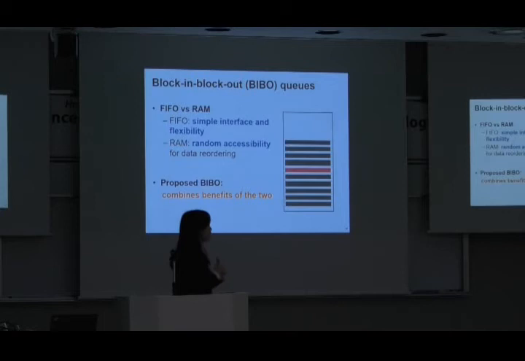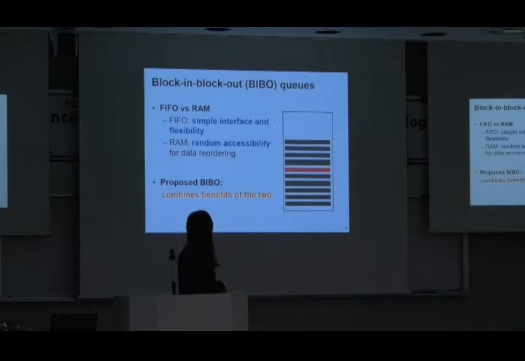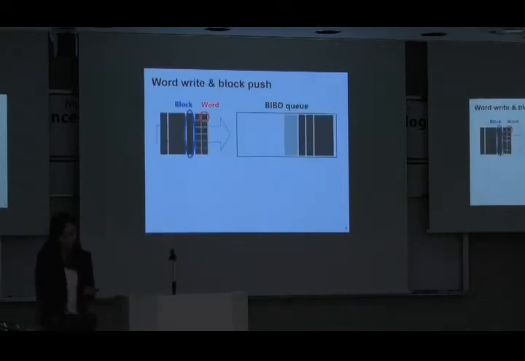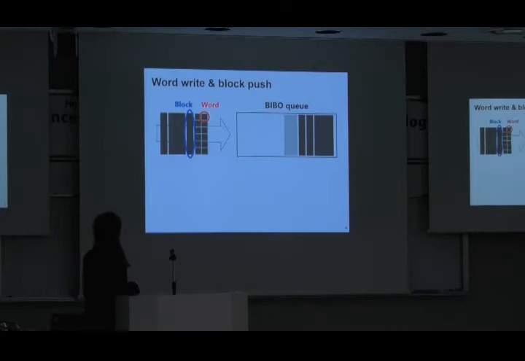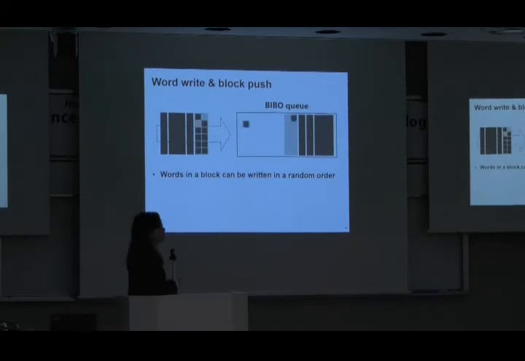And for our design, we propose one called BIBO. So what is BIBO? BIBO can combine the benefits of these 2. It can make the interface simple, like first in, first out, and at the same time, it can support random access. So what we did is like this. This is the input data. For example, this is all of the data of my hand, and I divided it into several blocks. Then, when we want to put the data into the BIBO queue, it is like this.